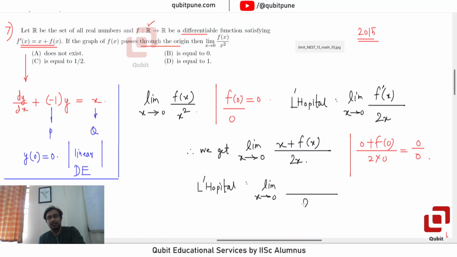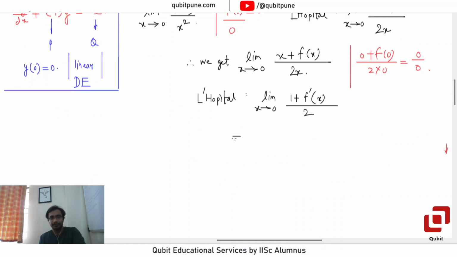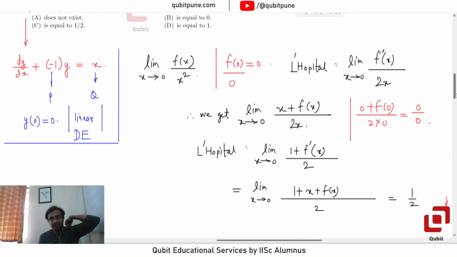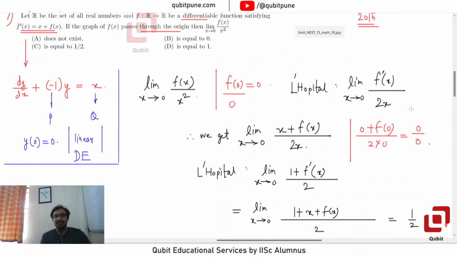Derivative of denominator is 2. Derivative of numerator is 1 plus f dash of x. What is f dash of x again? x plus f of x. And you have got the answer, that's 1 by 2. Because x is 0, f of 0 is also 0, so answer is 1 by 2, option C.